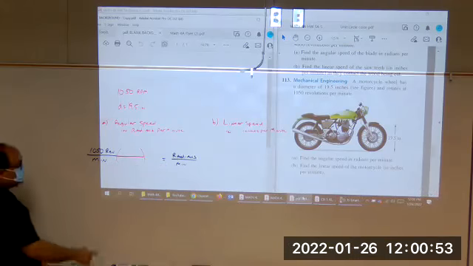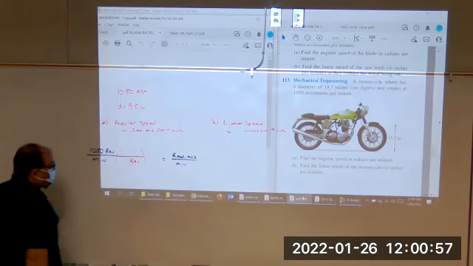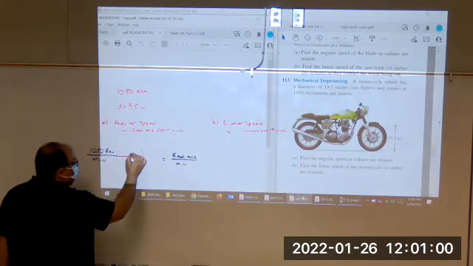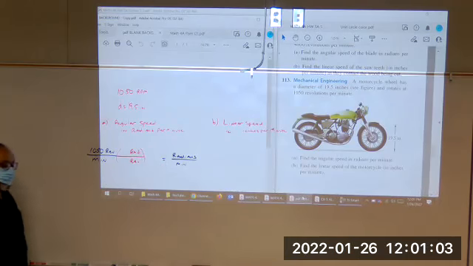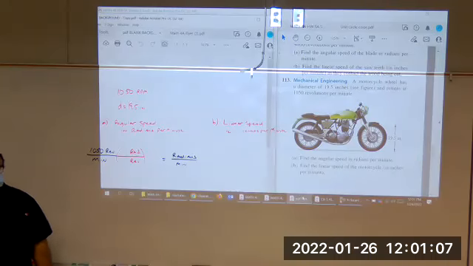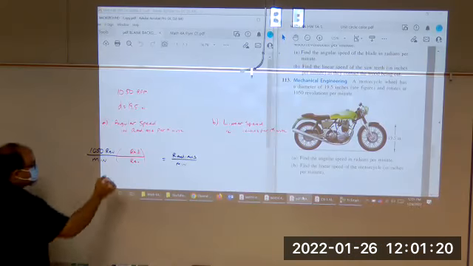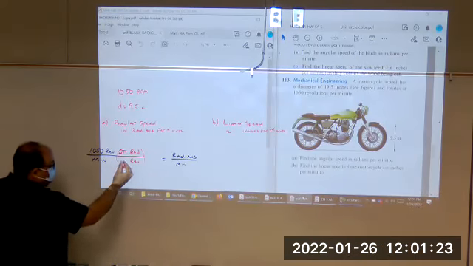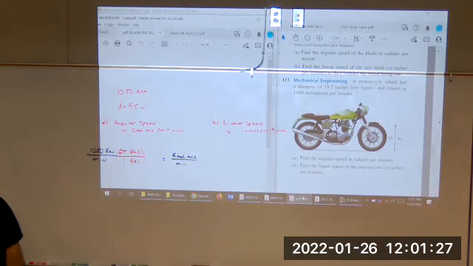You don't want a revolution, so you have to divide by revolution. You want radians, so you have to multiply by radians, which have to be in the numerator. So now you just think about converting radians and revolutions. How many radians are in a revolution? 2 pi. 2 pi radians every revolution. 360 degrees is 2 pi radians, so there's 2 pi radians every one revolution. You should know 360 degrees, one full revolution, is 2 pi radians.